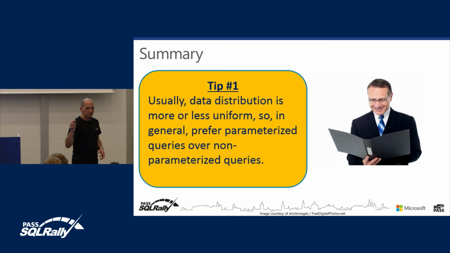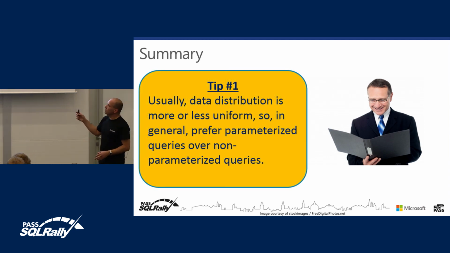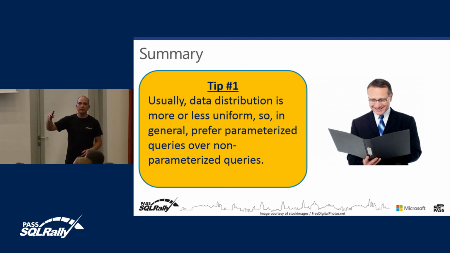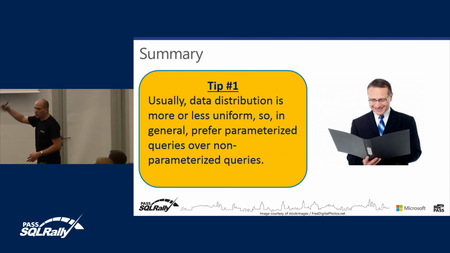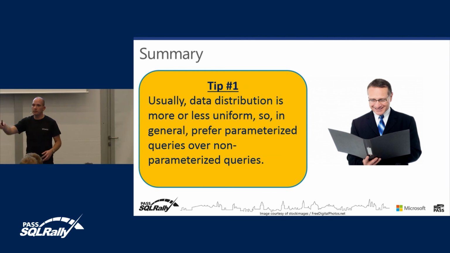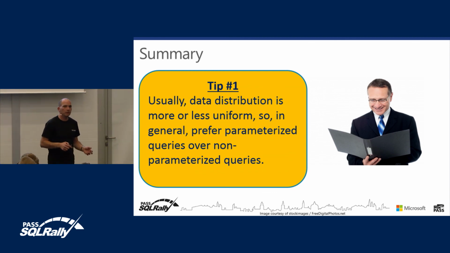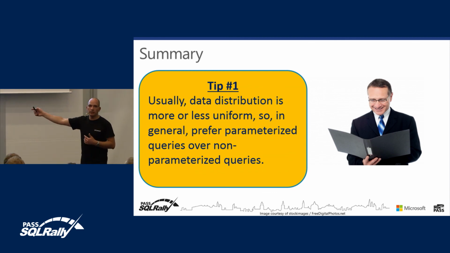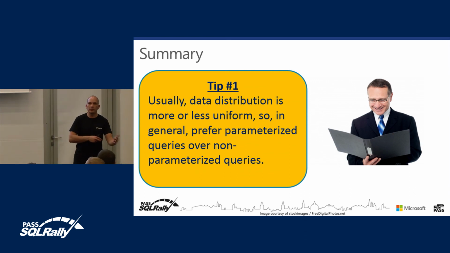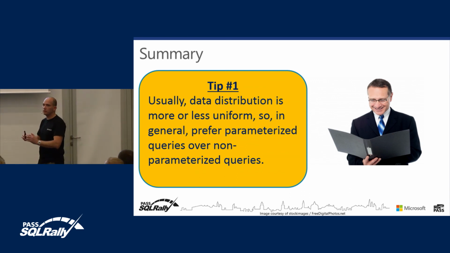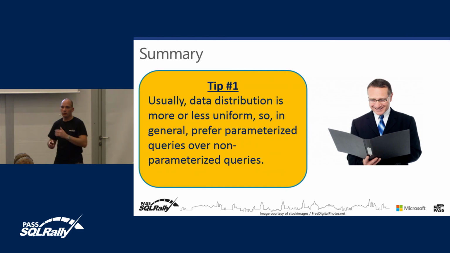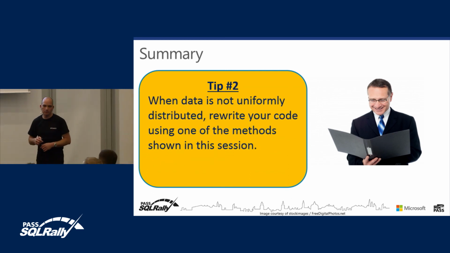So tip one, if you have a uniform distribution, you want to use parameter sniffing, you want to use parameters. But if you have a non-uniform distribution, you want to use one of the methods I showed you here to troubleshoot these problems, because then parameter sniffing is going to be bad for you. You're going to get stuck with a plan that is not good for all cases.